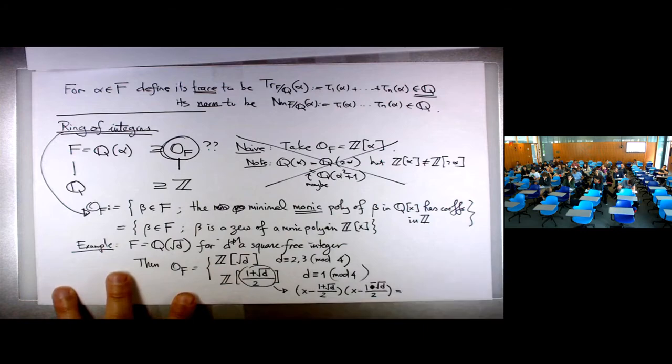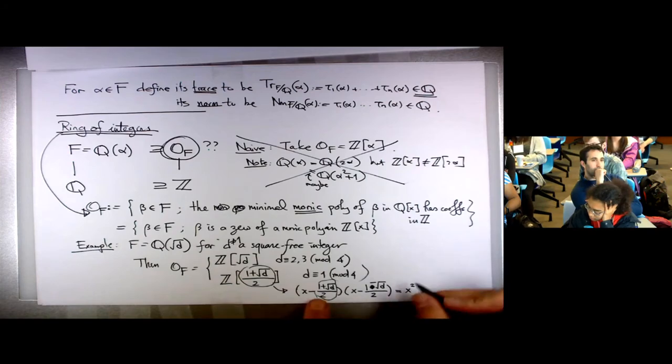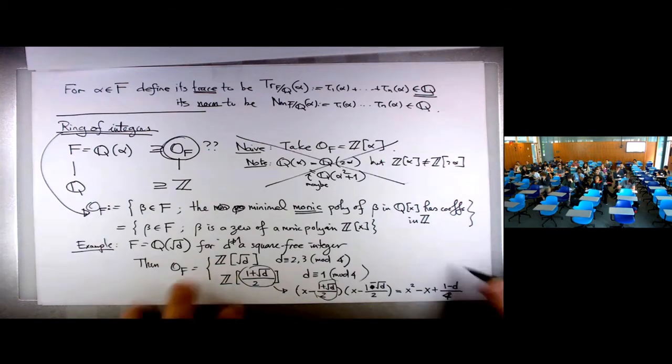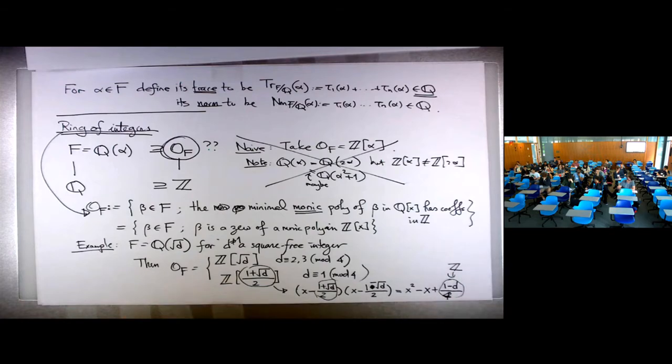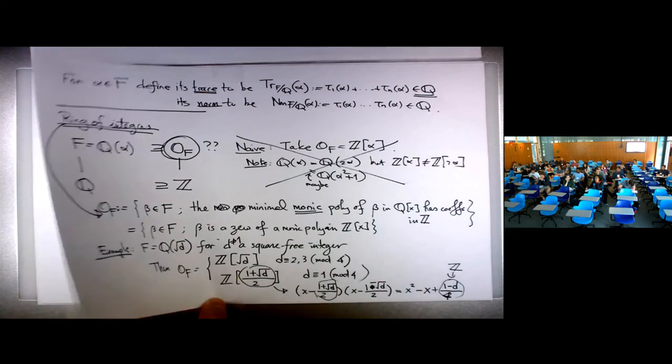Okay? Now let's multiply these two out. So what do I get? I get x squared, and I'm going to subtract the sum of 1 plus root of D over 2 and 1 minus root of D over 2. So I end up getting negative x for the next term. And for the last term, it's going to be plus 1 minus D in the numerator, 4 in the denominator. Now you see that if D is congruent to 1 mod 4, this last term is actually in Z. Therefore, although 1 plus root of D over 2 doesn't look very integral, it is a zero of an integral coefficient polynomial. Okay? Good. So this is one of the examples.